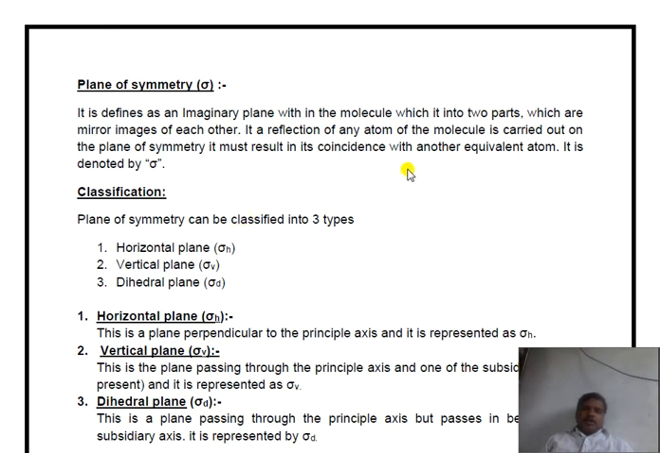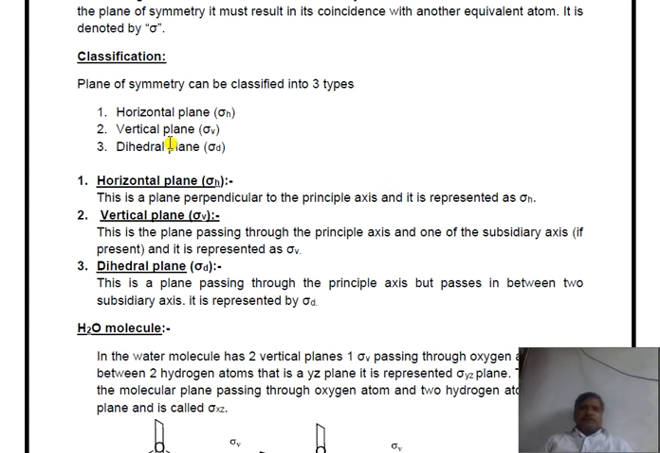If we see the types, the planes of symmetry are: horizontal plane of symmetry, denoted by sigma h; vertical plane of symmetry, denoted by sigma v; and dihedral plane of symmetry, denoted by sigma d. These three are generally classified based on the principal axis and subsidiary axis.